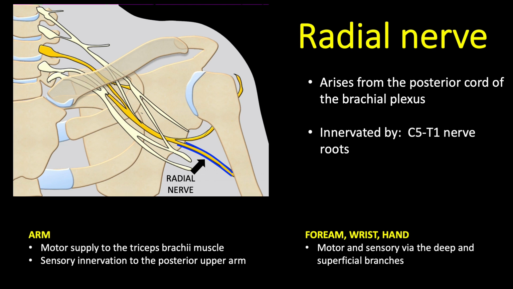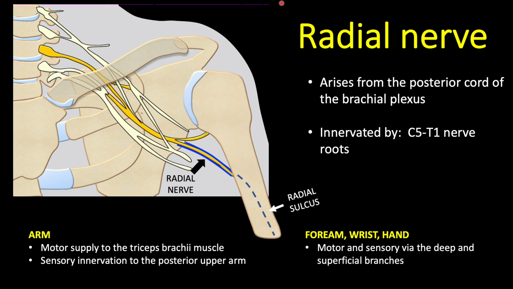The radial nerve arises from the posterior cord of the brachial plexus at the level of the axilla and receives innervation from C5-T1 nerve roots. At the level of the arm, the radial nerve provides motor supply to the triceps brachii and provides sensory innervation to the upper arm by means of the posterior and inferior lateral cutaneous nerve. At the level of the forearm, of the wrist and the hand, the radial nerve provides both motor and sensory innervation by means of the deep and superficial branches.